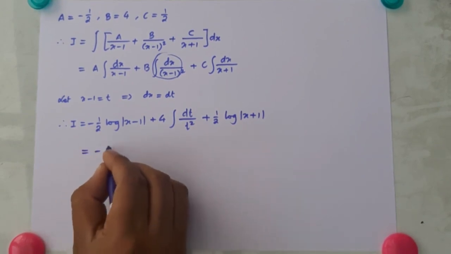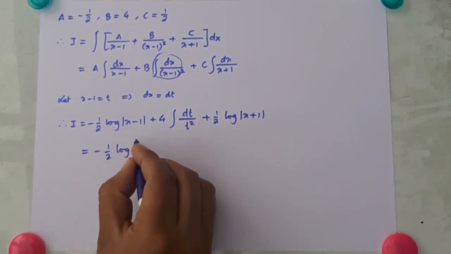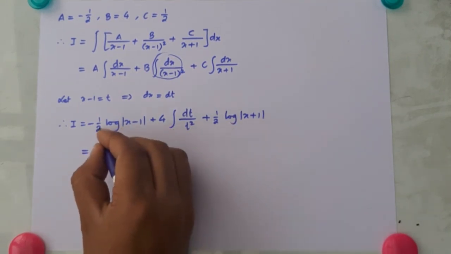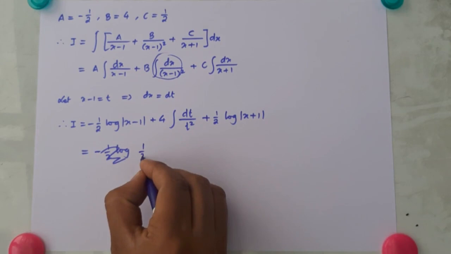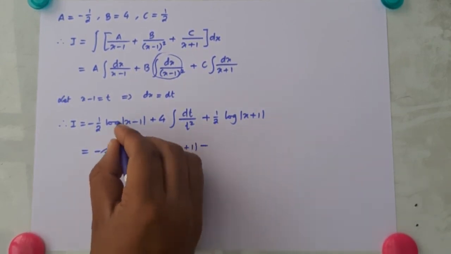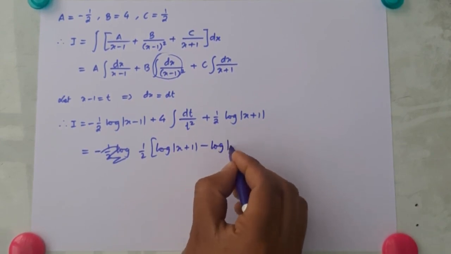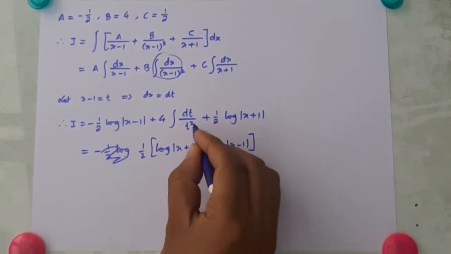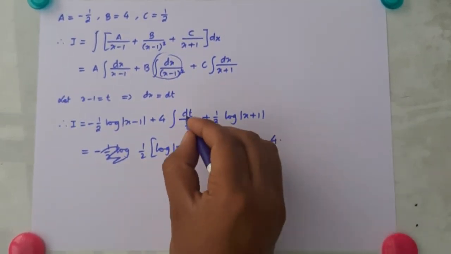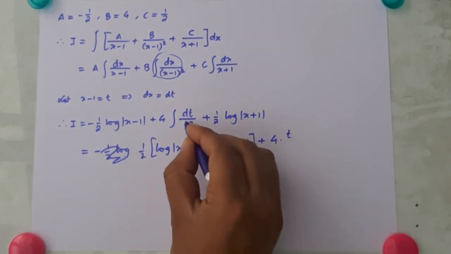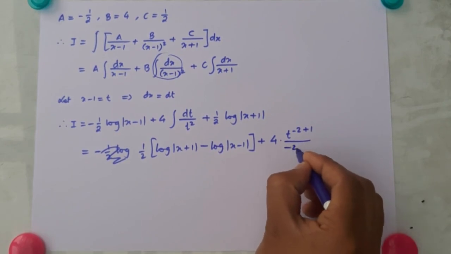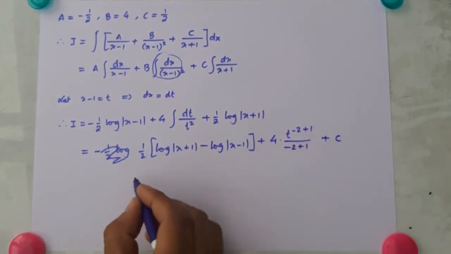Okay, so minus half log of x minus 1. So what you can do here is, here we have got half, here also we have got half. Take half common, you will get log of x plus 1 minus log of x minus 1. Okay, so this is plus 4. This is integral of t to the power minus 2, isn't it? So this becomes t to the power minus 2 plus 1 divided by minus 2 plus 1. Now put a constant of integration.